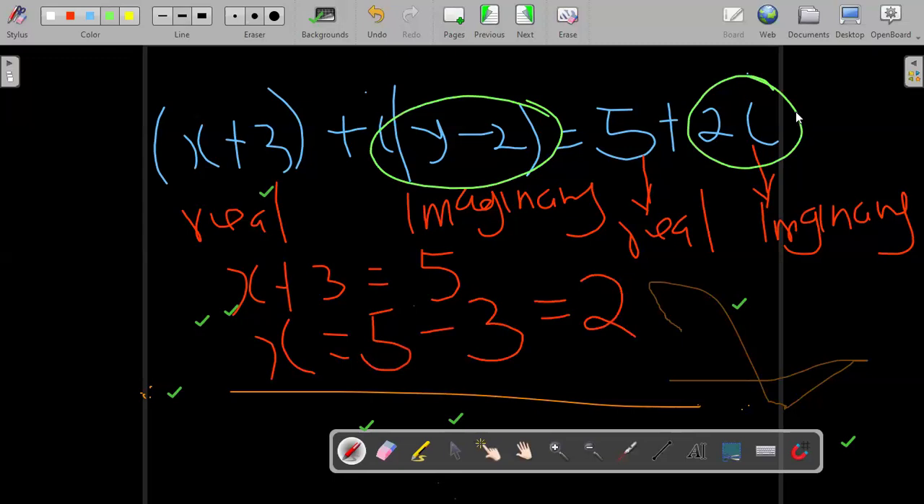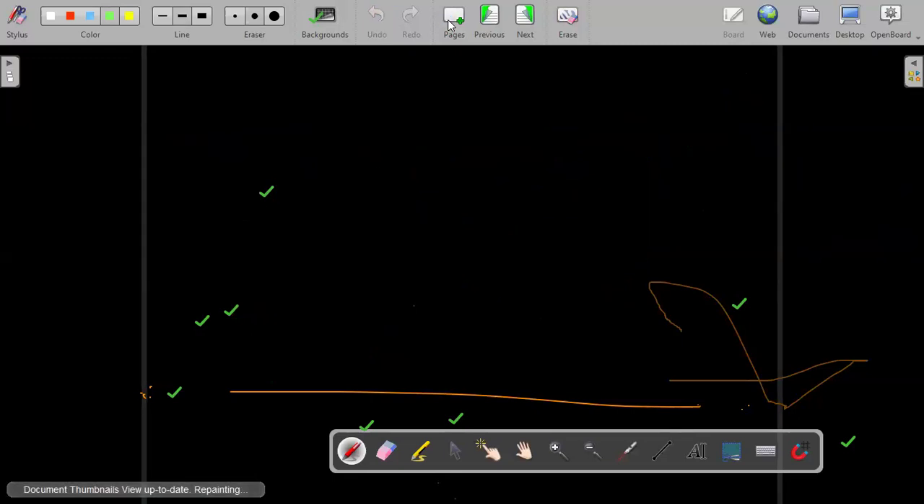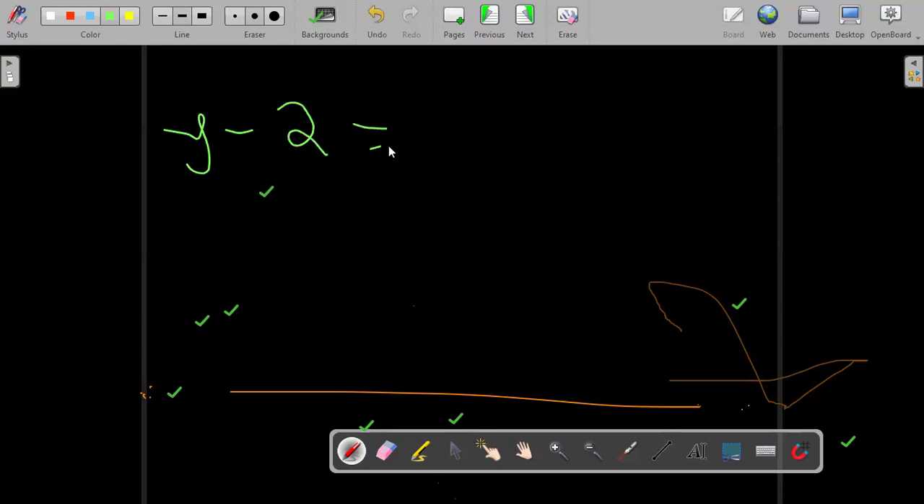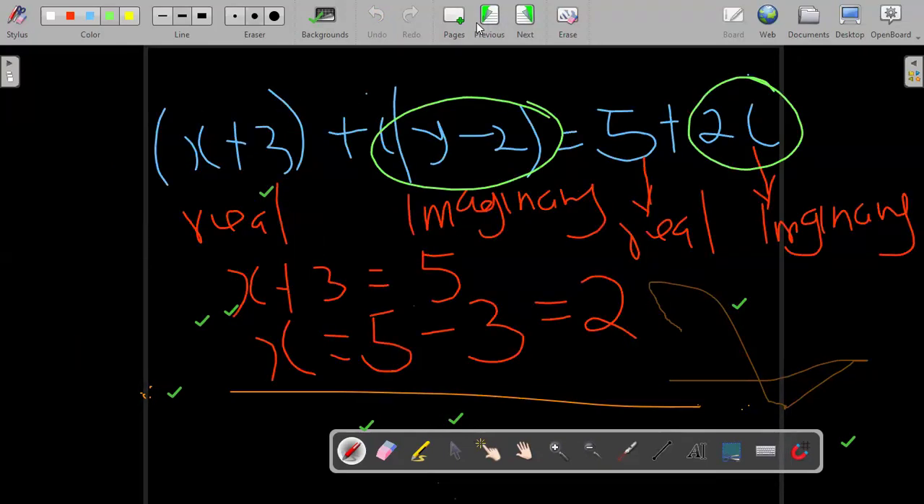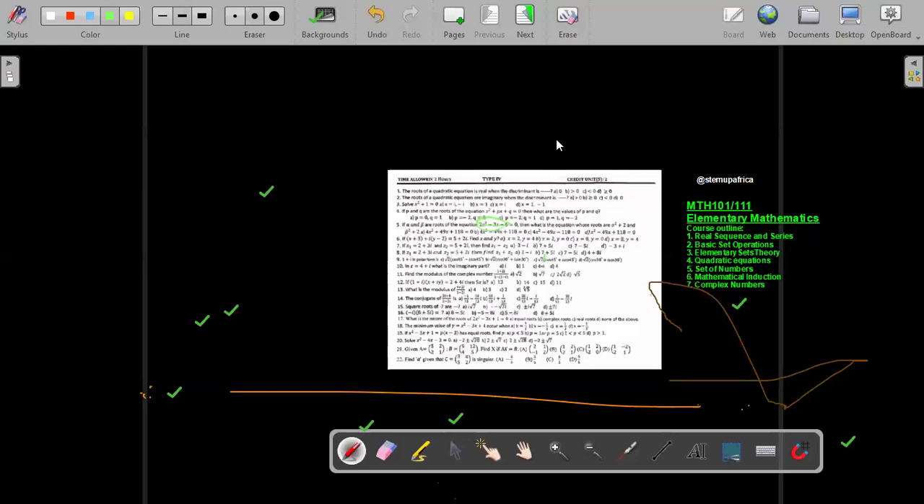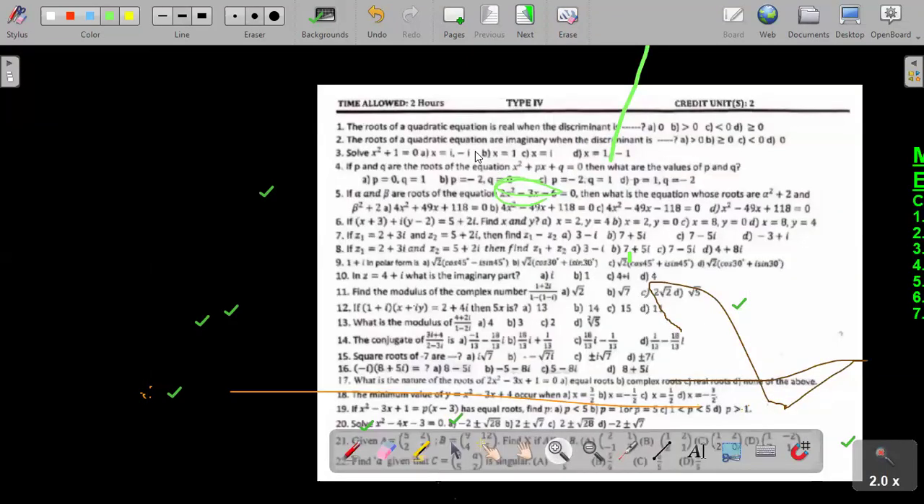So let's compare the imaginary parts. We are having y minus 2 is equal to 2. I can collect like terms from here. My y becomes 2 plus 2. Our x is 2. Our y is 4. Let's see which of the options satisfy that. Our x is 2, our y is 4, that is option A.